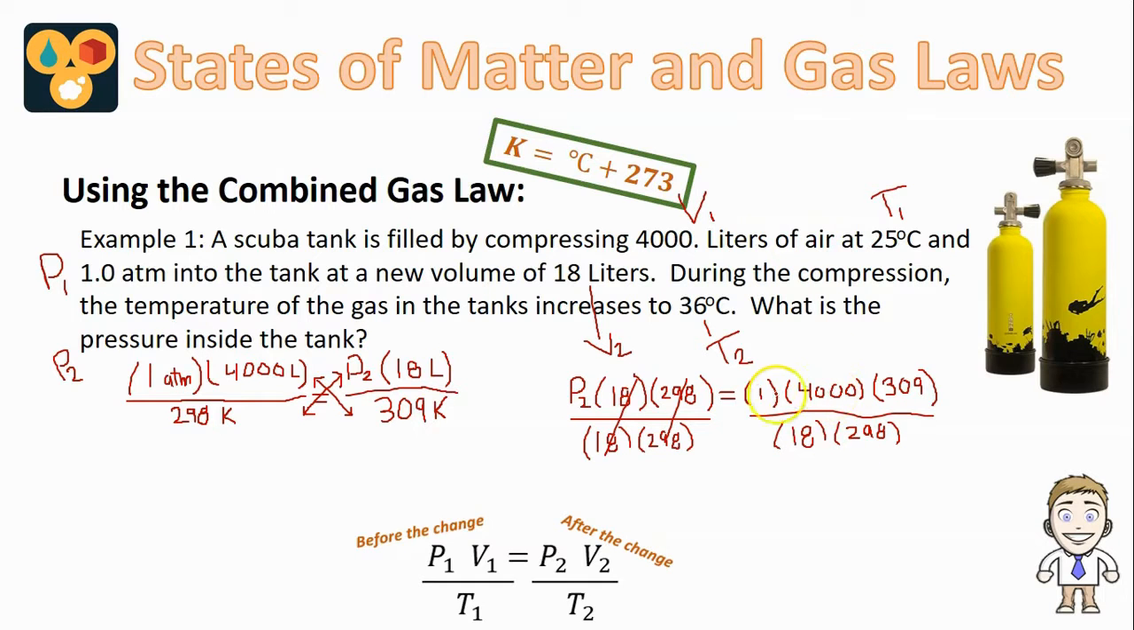Now you've just got all these numbers to plug into your calculator that will leave you with an answer for the new pressure. That answer, after a little bit of rounding, is 230. The units will be the same units as our P1, in this case ATMs or atmospheres. So the new pressure in the scuba tank will be 230 ATMs.